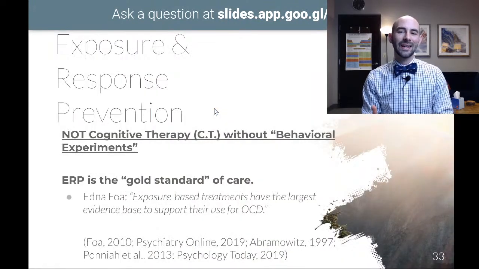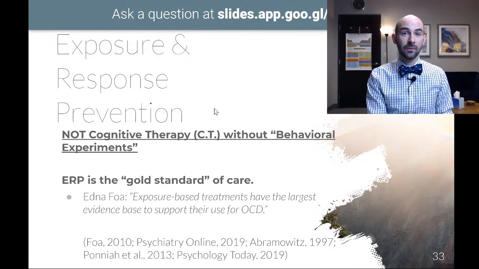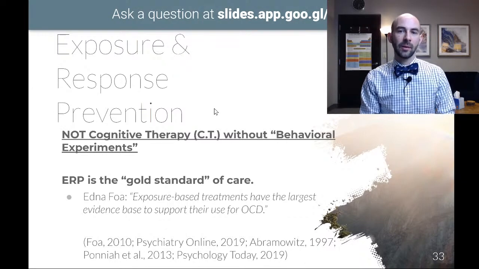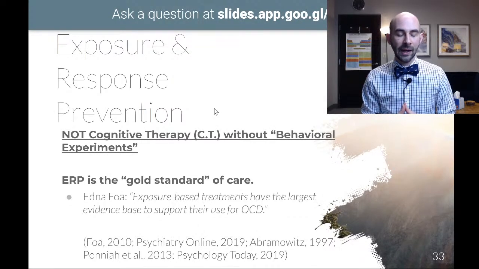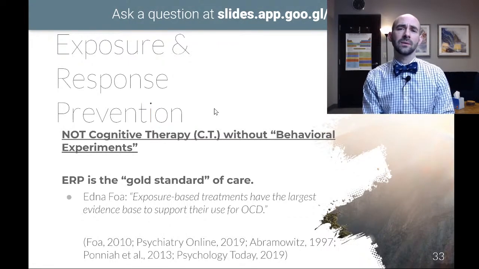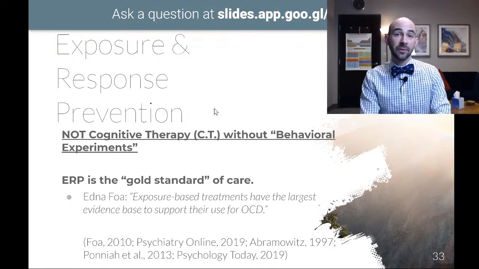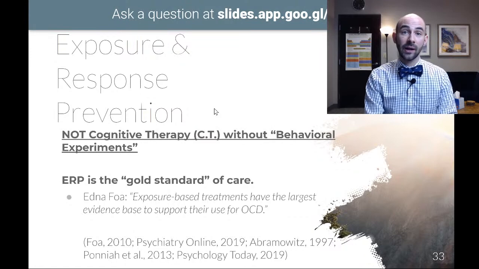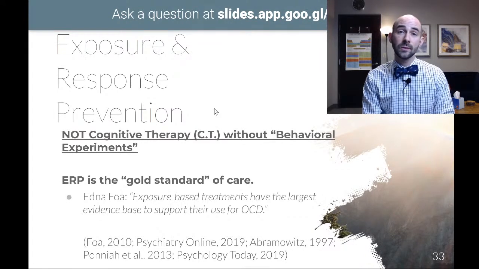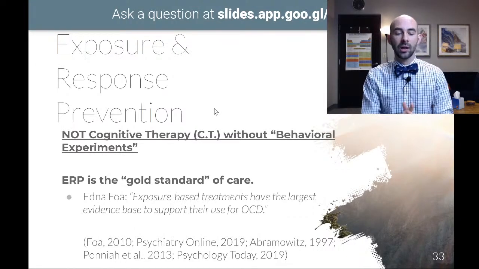So, to be clear, this is not what's called cognitive therapy without behavioral experiments. This is going to be an important point that's touched on here today. Got nothing against cognitive therapy, and it's actually very, very effective as a treatment. It's still a first-line treatment for OCD, but exposure and response prevention is the gold standard. There's a reason there's the most number of randomized controlled trials supporting its use, supporting its efficacy. There's some good randomized controlled trials and head-to-head with ERP and cognitive therapy.